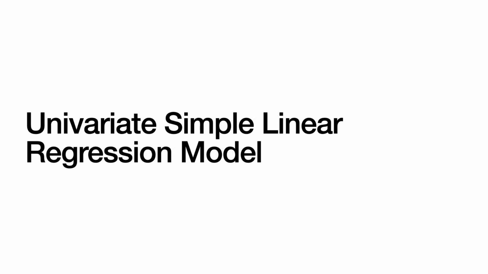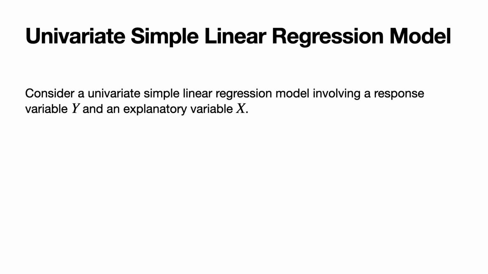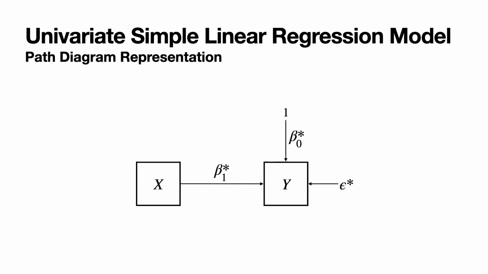Next, let's look at the univariate simple linear regression model. Consider a univariate simple linear regression model involving a response variable y and an explanatory variable x. Here's the path diagram for this model.